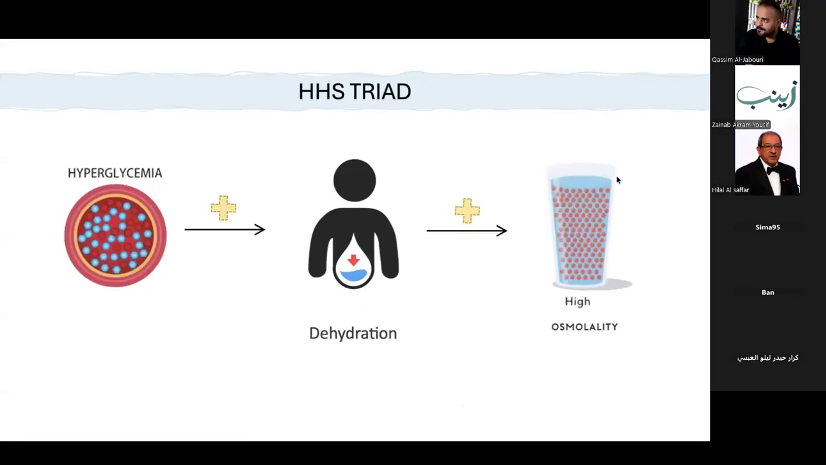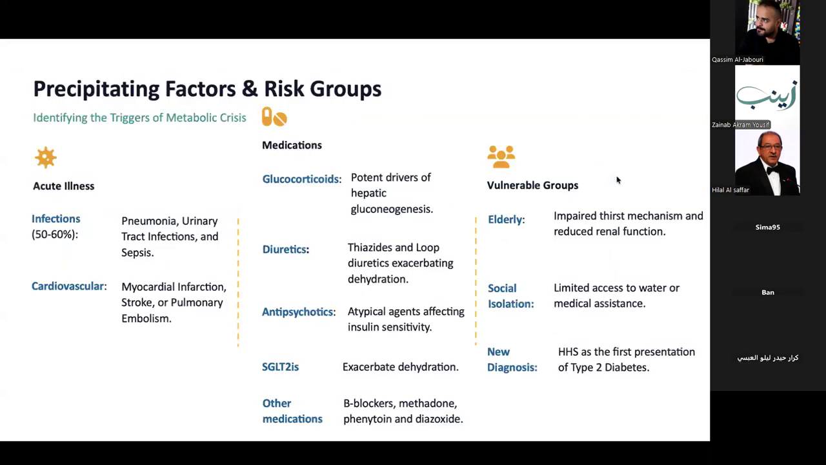So in HHS, you must have a triad of hyperglycemia that precipitates dehydration through osmotic diuresis, and subsequently the two elements will lead to high osmolality. And we understood now how high osmolality happens from the previous slide. So before we go further into this, we just need to understand the precipitant factors that lead to HHS.